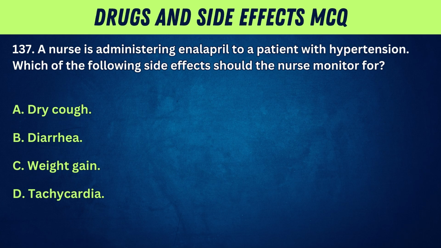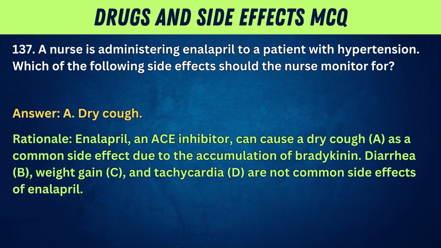137. A nurse is administering enalapril to a patient with hypertension. Which of the following side effects should the nurse monitor for? A. Dry cough. B. Diarrhea. C. Weight gain. D. Tachycardia. Answer: A.